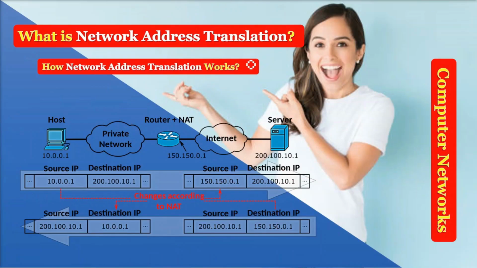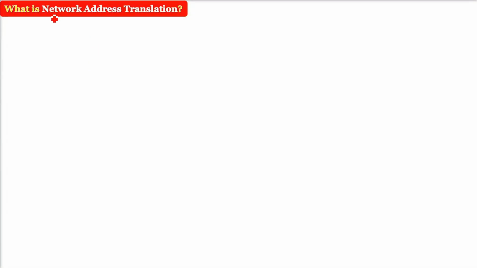What is network address translation and how does NAT work? As the name suggests, network address translation means some address is being converted or translated into some other address. These two addresses are one private, one public. And this goes to and fro.